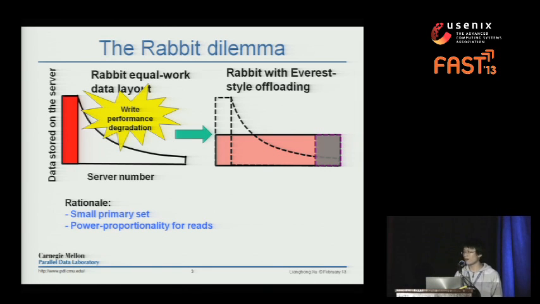And consequently, whenever you want to decrease the number of active servers, you will have to migrate some number of blocks to preserve data availability, because these deactivated servers would contain some primary copy. And as a result, it results in poor agility of the system. By agility, I mean the quickness of elastic resizing.